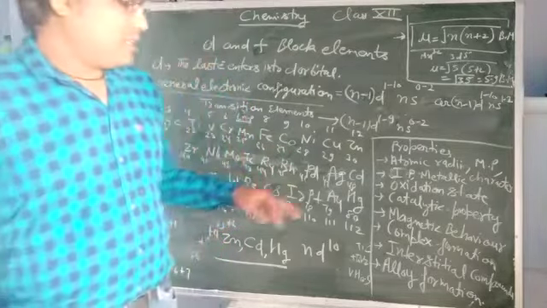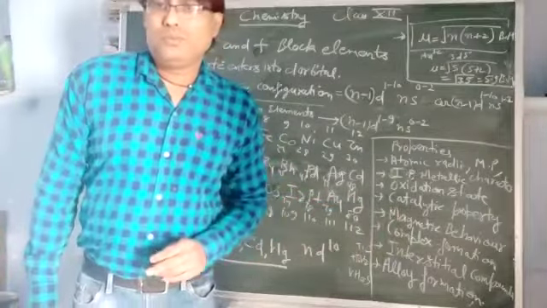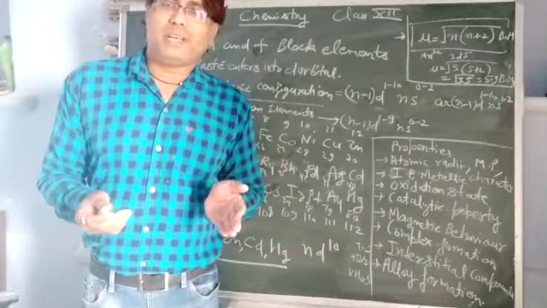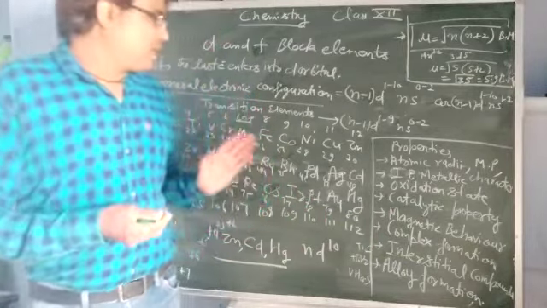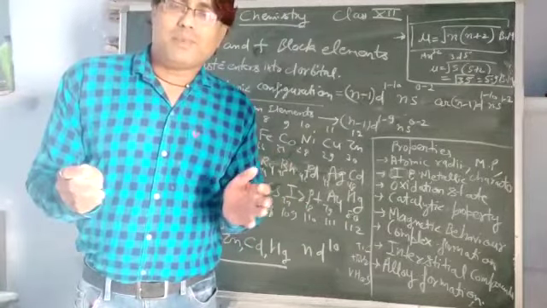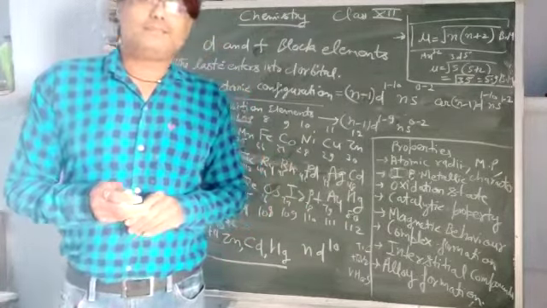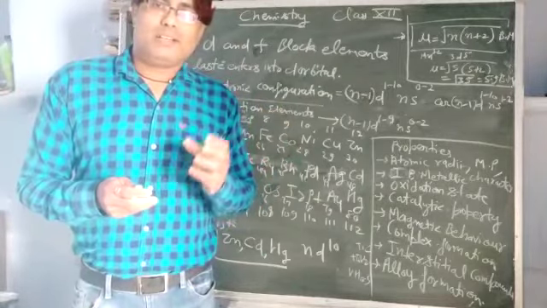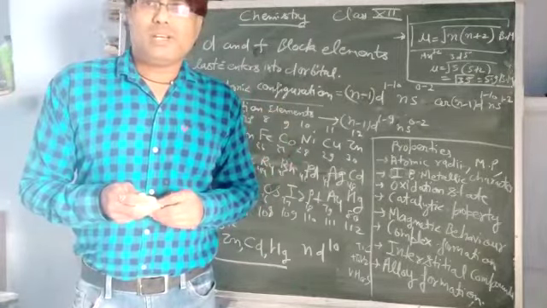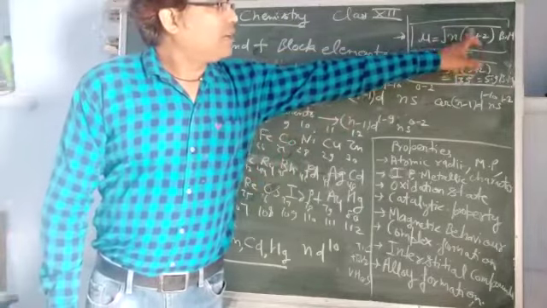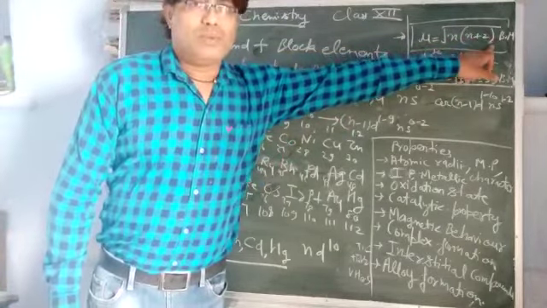Now next, magnetic behavior. So you know there are 3 types of magnetic behavior, that is diamagnetic, paramagnetic and ferromagnetic. So if you see iron, cobalt, nickel, they are ferromagnetic. They are strongly attracted towards a magnetic field, and the magnetic property is expressed by the magnetic moment, and the formula is mu equal to √(n(n+2)), and the unit is Bohr magneton.